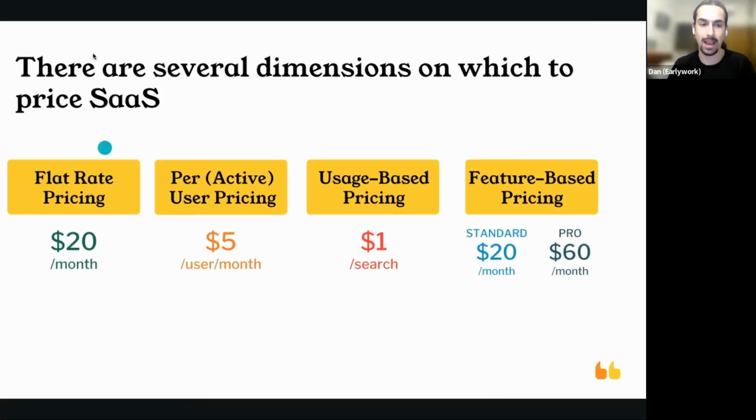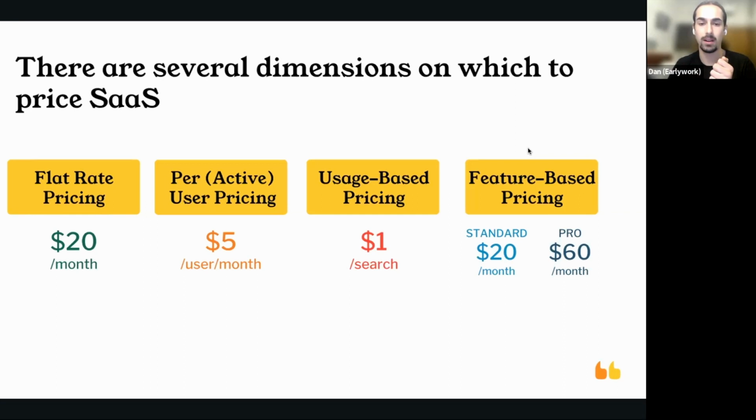Now, when you think about fundamentally how SaaS makes money, how does this core business model work? I think this is really critical to understand as a salesperson. It's important to note that not all of them have the same way of generating revenue from users. You probably see 4 key dimensions on which this model gets priced. Those are flat rate pricing, per active user pricing or per user pricing, usage-based pricing, and then feature-based pricing.